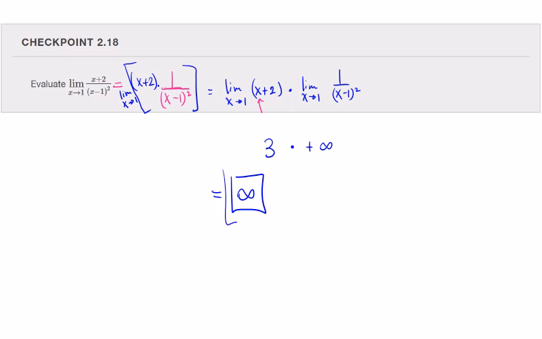So anyway, this is our final answer here, and we used some limit laws to break that apart and get it into a place where we could evaluate and then simplify and conceptualize it.